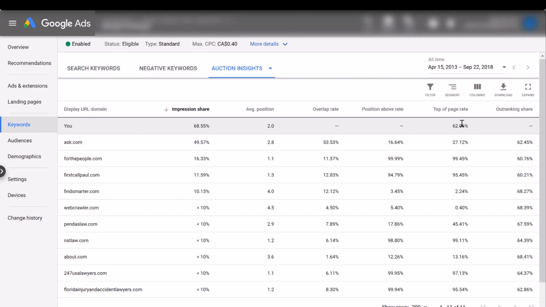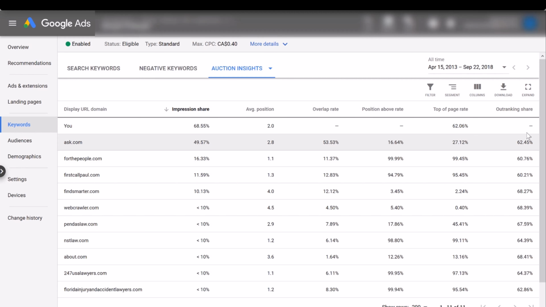So the top of page rate is how often you got first place. Okay, so apparently I actually got first place 62% of the time, while For the People, when we weren't overlapping, got 99% of the time. And then First Call Paul, 95% of the time. Ask.com rarely got top of page rate. So they rarely, when we were or weren't overlapping, they only got the top of the first place 27% of the time. And outranking share is how often they were above you.